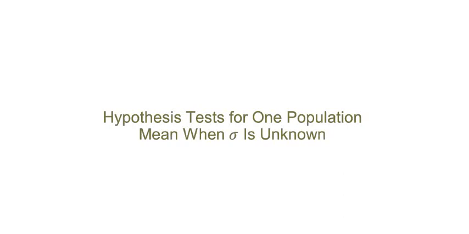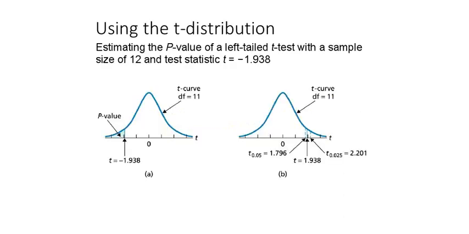Okay, so we're back, and this time let's do a hypothesis test for one population mean where the standard deviation is not known, one where we're going to have to use a t-distribution this time. So estimating the p-value of a left-tail test, here's an example of that, or a right-tail test, with a sample size of 12 and a test statistic of negative 1.938.